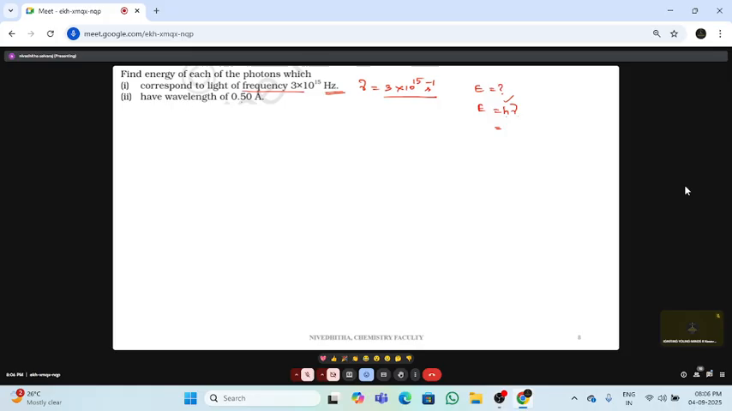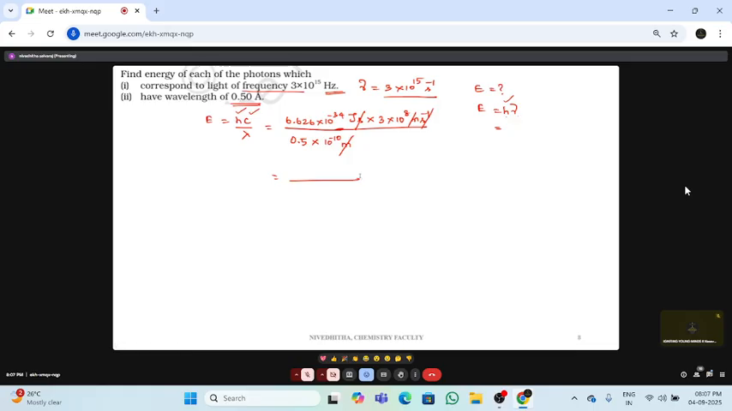In the second question, wavelength is given. So here we have to use E is equal to H C by lambda. We know the value of Planck's constant, we know the velocity of light, and wavelength is given as 0.5 angstrom. What is angstrom? 10 power minus 10 meter. Planck's constant is 6.626 into 10 to the power of minus 34. What is the unit? Joule seconds. And velocity of light is 3 into 10 power 8 meter per second. So second cancels, meter and meter cancel. If you simplify this, you'll get the energy in joules.